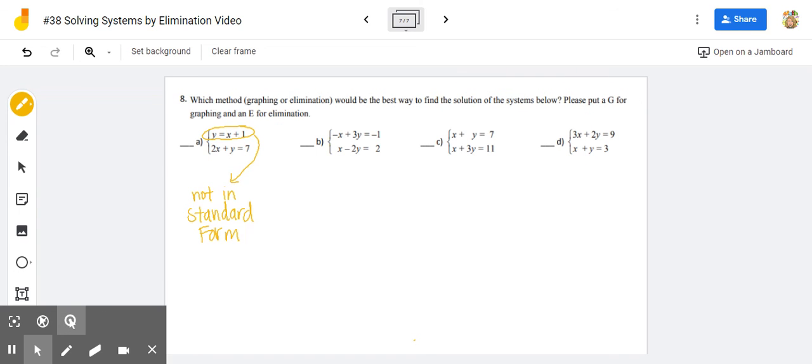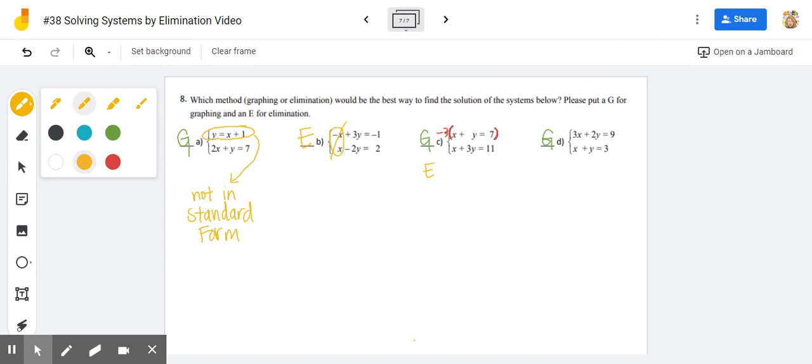Letter A is not in standard form, so therefore I would graph that using Desmos. Now letter B is in standard form, and I could eliminate the x's right away. So this guy, I would use the method of elimination. Letter C is also in standard form, which means I can use elimination, but we'd have to subtract one of those, or make negative 3y to help us eliminate. Or we could, if all else failed, graph it. So you could use either method on C. And same thing with D. You could eliminate, but you'd have to do a little work, or you could also graph that.